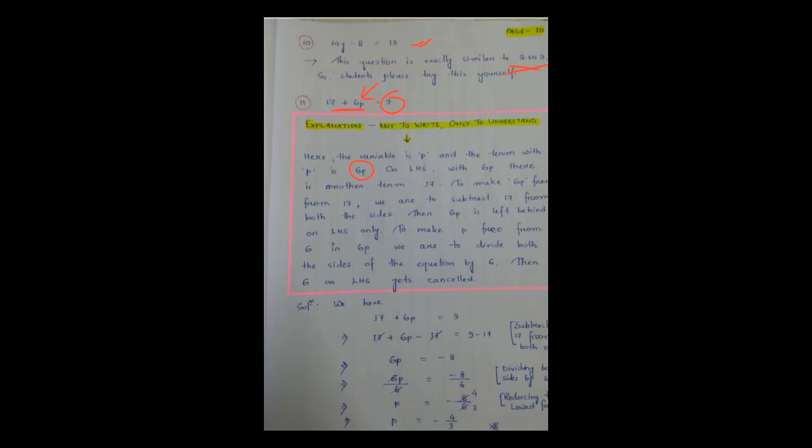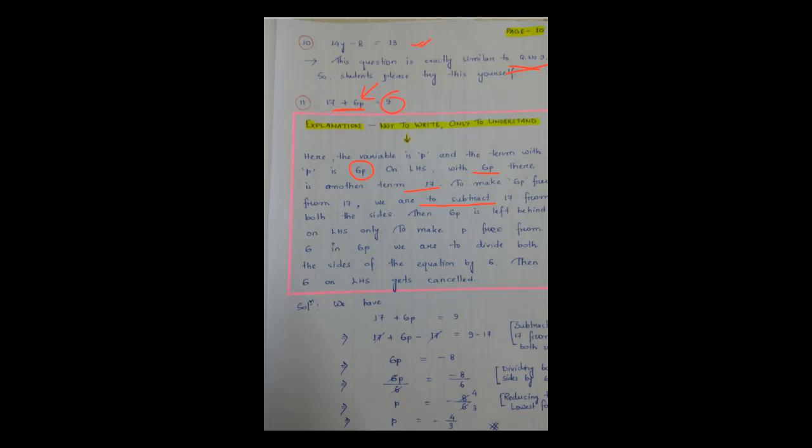On the right hand side with 6p there is another term, 17, which is getting added to 6p. So for making the term involving the variable, that is 6p, independent of 17, what can we do? As you all know, we have to subtract 17 from both the sides. Then only 17 minus 17 will be getting cancelled on the left hand side.